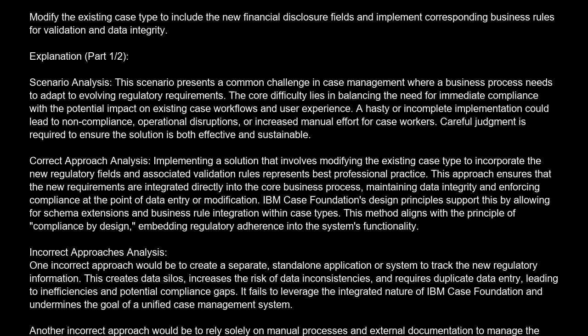Incorrect approach analysis. One incorrect approach would be to create a separate, standalone application or system to track the new regulatory information. This creates data silos, increases the risk of data inconsistencies, and requires duplicate data entry, leading to inefficiencies and potential compliance gaps. It fails to leverage the integrated nature of IBM Case Foundation and undermines the goal of a unified case management system.